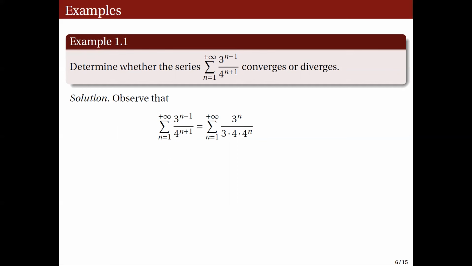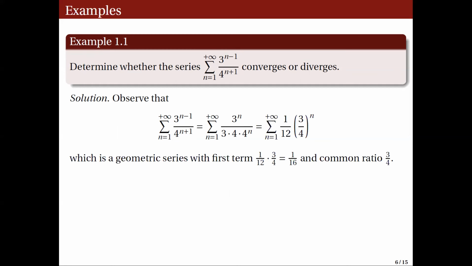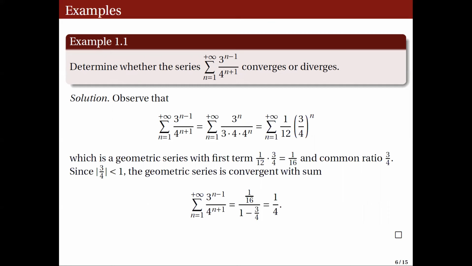So the n-th term of the given series becomes 1 over 12 times 3/4 raised to n, and therefore our given series can be written as the sum of 1 over 12 times 3/4 raised to n from 1 to infinity. And this is a geometric series whose first term is 1 over 12 times 3/4 or 1 over 16 and common ratio 3/4. Because the absolute value of 3/4 is less than 1, the given geometric series is convergent with sum given as follows. So we have a equals 1 over 16 and r equals 3/4. So the sum in this case is a all over 1 minus r equals 1 over 16 all over 1 minus 3/4, which gives us the sum 1/4.